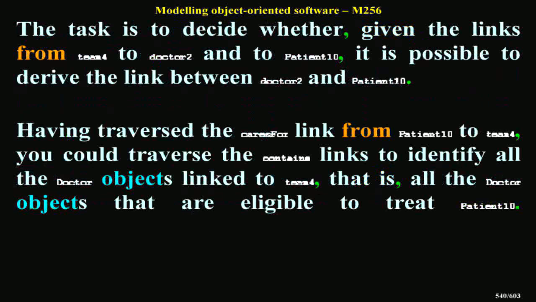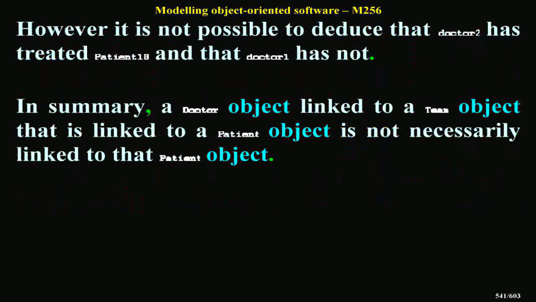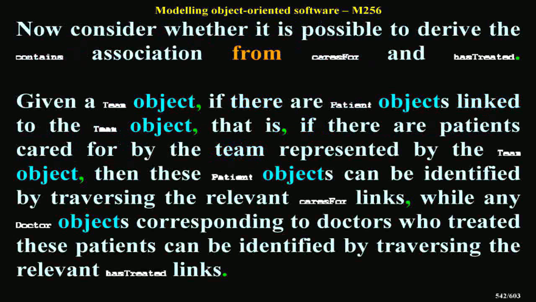The task is to decide whether, given the two links, it is possible to derive the third link. Having traversed the first link, you could traverse the links to identify all the objects linked to the team, that is, all the objects that are eligible to treat. However, it is not possible to deduce that one has treated the patient and that another has not. In summary, an object linked to an object that is linked to an object is not necessarily linked to that object. Now consider whether it is possible to derive the association from the other two.